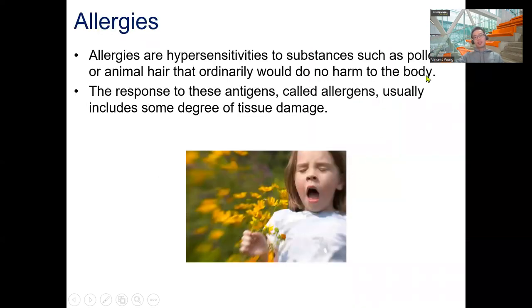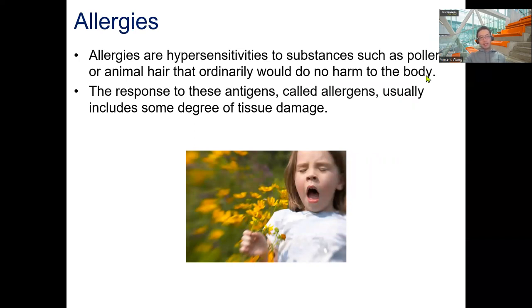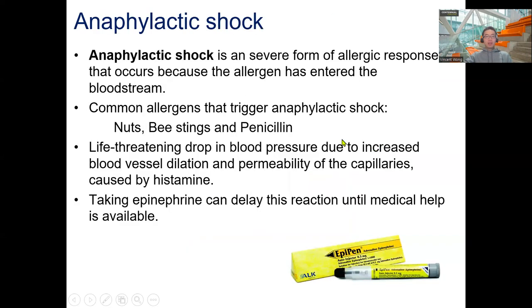Allergies. Okay. If you have seasonal allergies, you know they are very annoying. It's in fact an overreaction of your immune system against something that is innocuous, something that doesn't actually cause any harm. And with all these immune responses, these hypersensitivities against harmless things, at minimum it kind of ruins your day with the itchy eyes and the runny nose and so on and so forth. But in the extreme, it could cause what's called anaphylactic shock. Okay, so this is a severe form of allergic reaction.